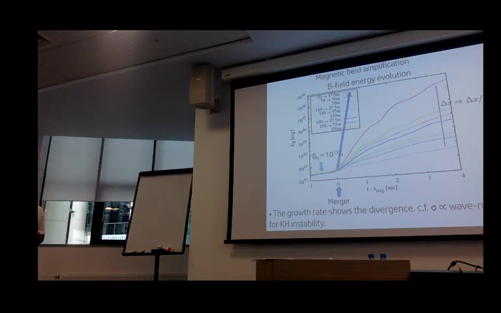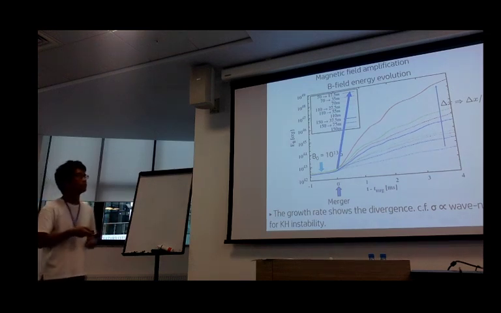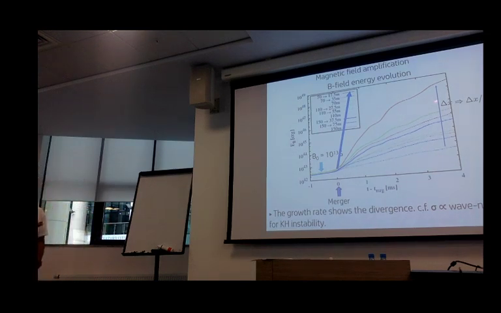In reality, however, the growth rate doesn't converge with respect to the grid resolution. So in reality, a very weak magnetic field is quickly amplified and then saturates within a very short time scale, say 1 millisecond or something like that. Then the magnetic turbulent state is realized.